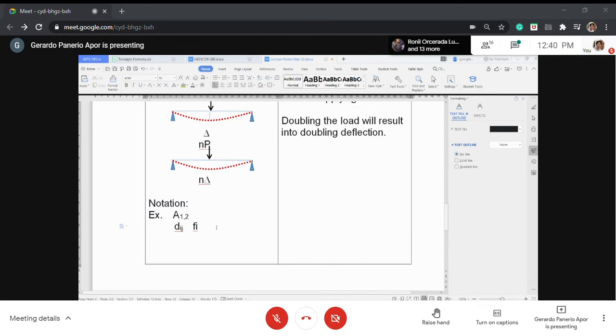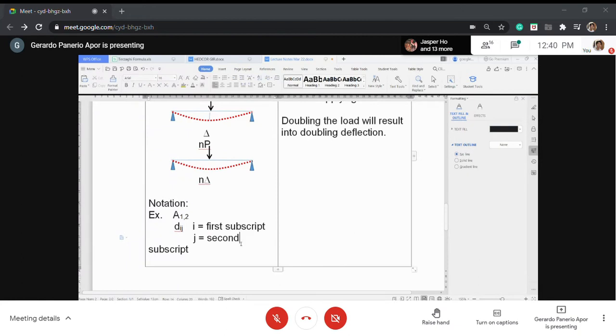So here, I is the first subscript, and J is the second subscript. So, using these notations, we can get into the equation because equations usually use subscripts, no? That is the second subscript. Now, the question is, what is the first subscript?